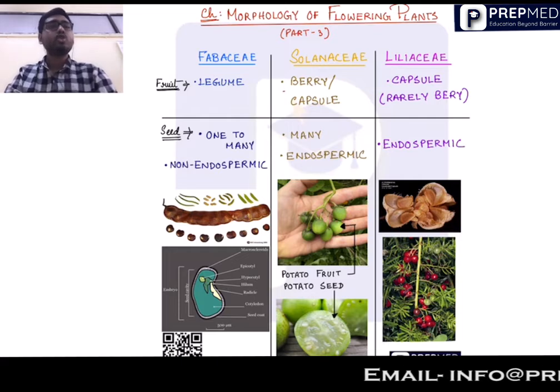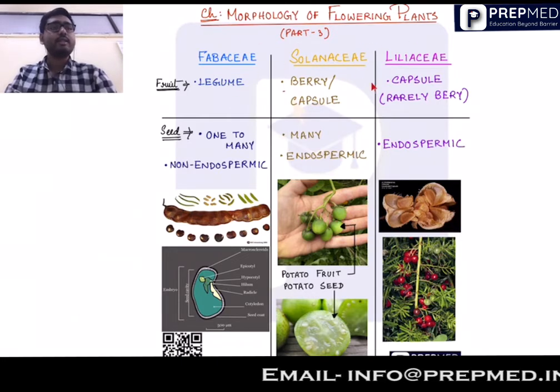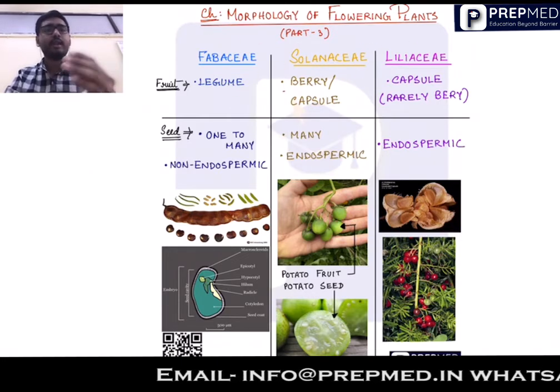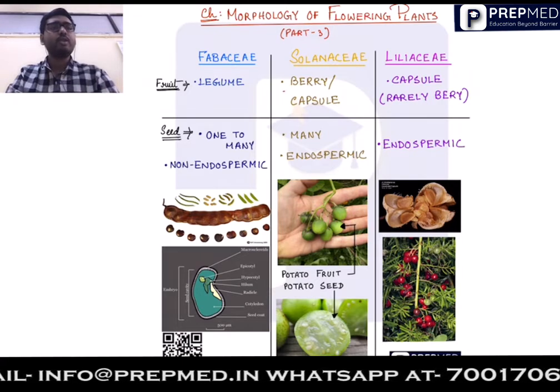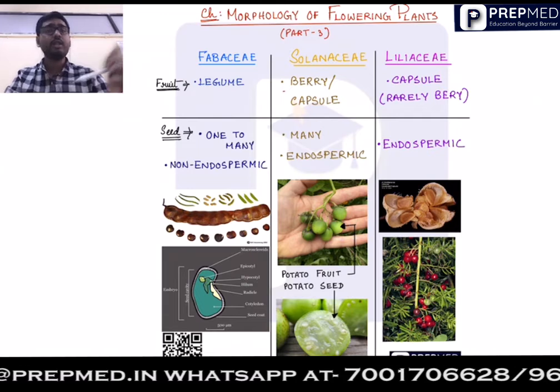Okay, so Fabaceae, Solanaceae, Liliaceae, similar to the previous pattern, we have divided them and compared them on the basis of fruits, seeds, and on the next page, examples.